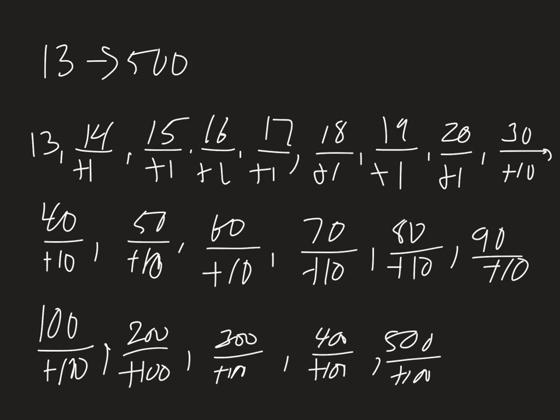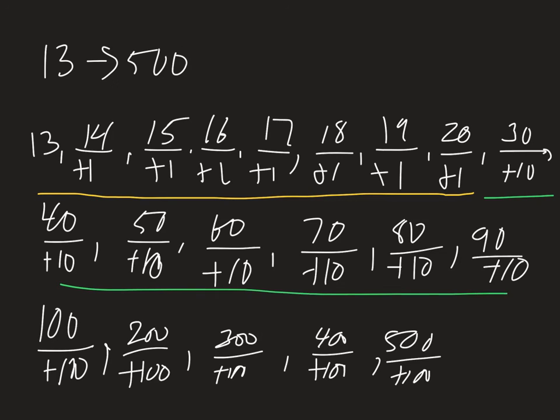And there we have it. We've counted from 13 to 500 on a number line using our 3 steps. You can see them here. Step 1, count by ones. Step 2, count by tens. Lastly, step 3, count by hundreds.